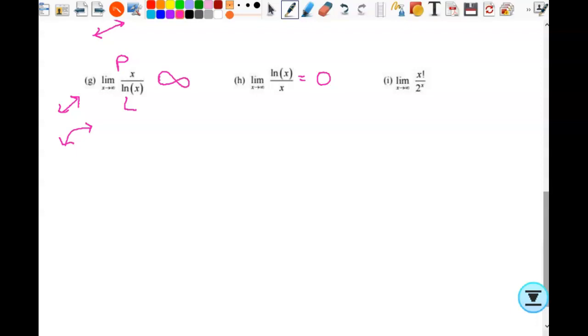Top heavy, bottom heavy? Top heavy, because this is your factorial, which outranks everything, and this is an exponential, and so it's top heavy, and it would be positive infinity. Everybody okay with that? We good? Okay, good deal.